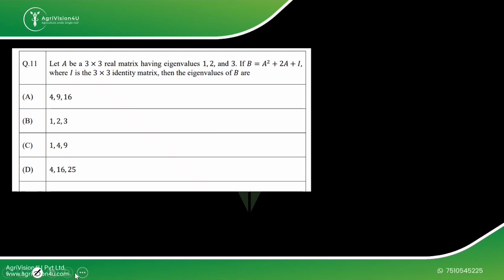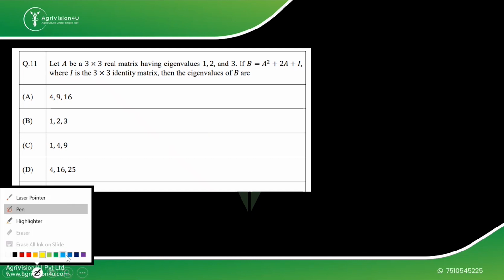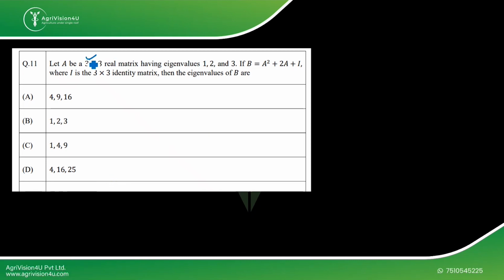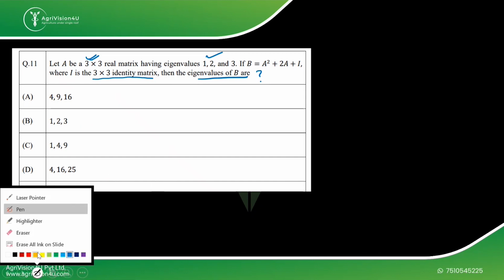Let A be a 3 by 3 real matrix having eigenvalues 1, 2 and 3. If B is equal to A square plus 2A plus I, where I is the 3 by 3 identity matrix, you have to calculate the eigenvalues of B. This is the option that is given. So let's see what we can do.